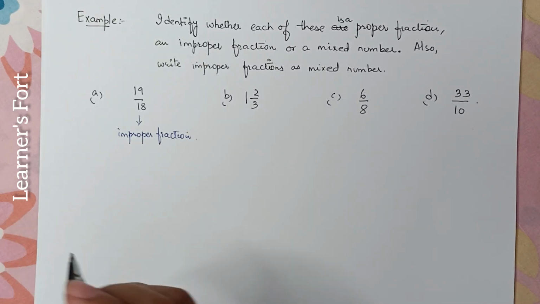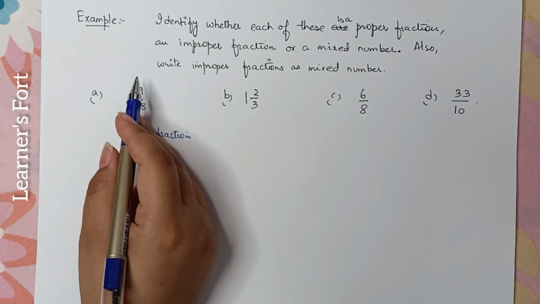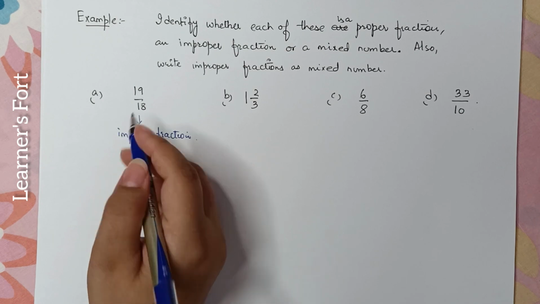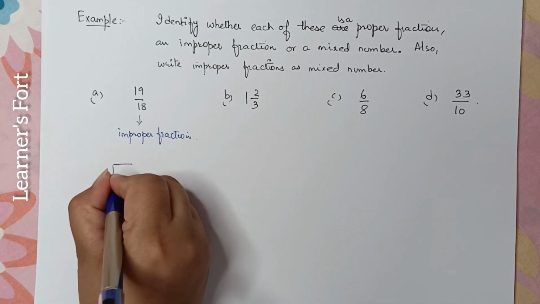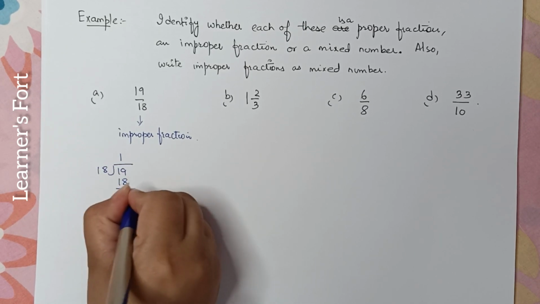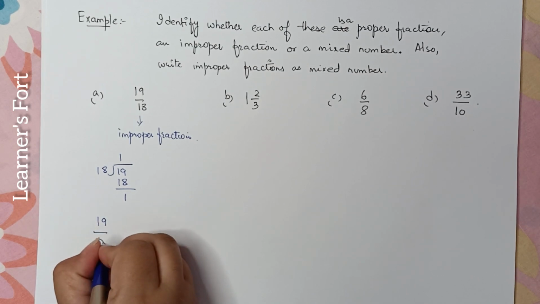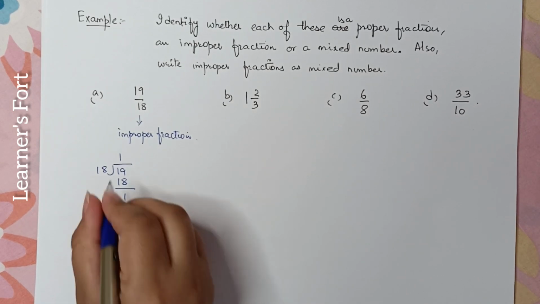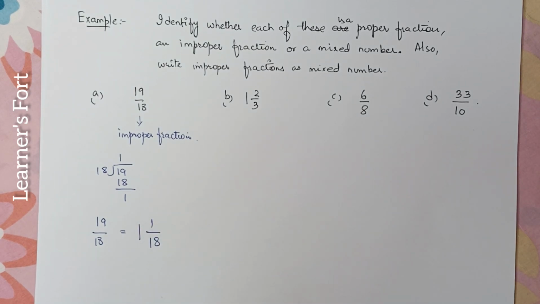Now, since we have an improper fraction, we were asked to convert it into a mixed number. So we're going to divide 19 by 18. So what do we get? When we divide 19 by 18, we get 18 ones are 18, remainder 1. So 19 upon 18 can be expressed as 1 whole 1 upon 18, right?